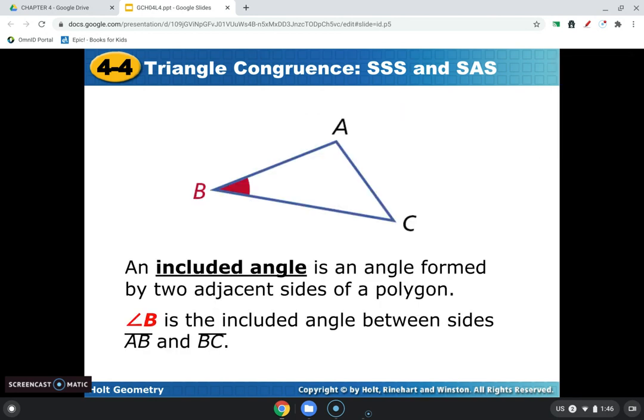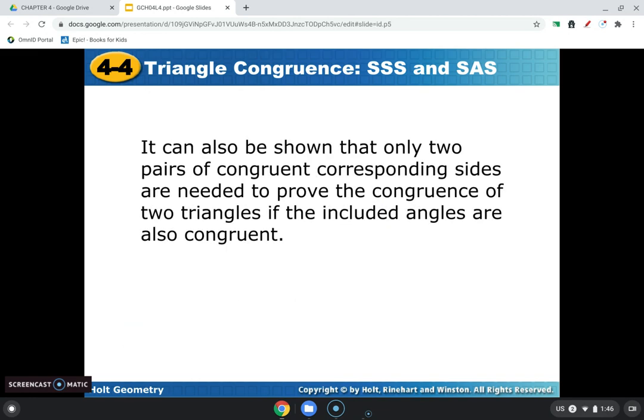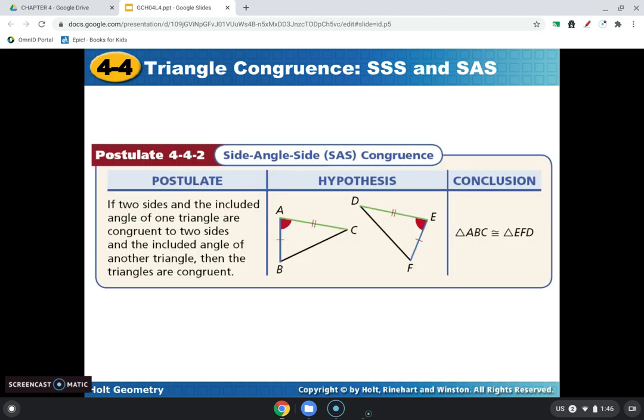All right. An included angle is an angle formed by two adjacent sides of a polygon. B is the included angle between sides AB and BC. C is the included angle between sides AC and BC. Okay? It can be shown that only two pairs of congruent sides are needed to prove the congruence of two triangles if the included angles are also congruent.